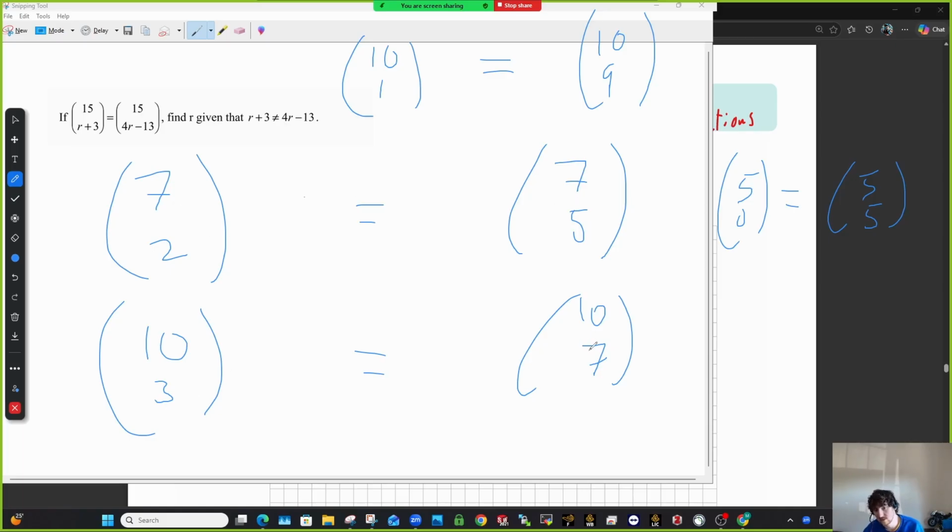10 choose 3 has the same value as 10 choose 7. 5 choose 0 has the same value as 5 choose 5. So these are like mirrors of one another. You see how the 1 and the 9 are mirrored with the 10, if that makes sense. So if this is 0, this has to be 5 if you want to get the opposite.